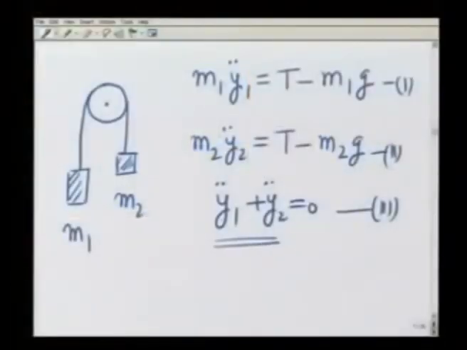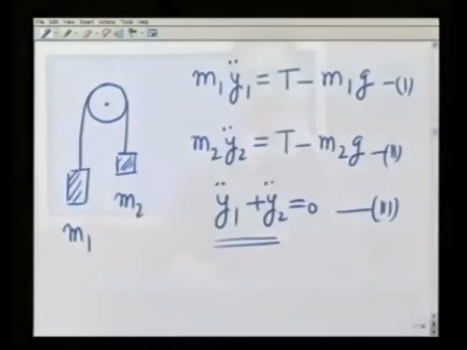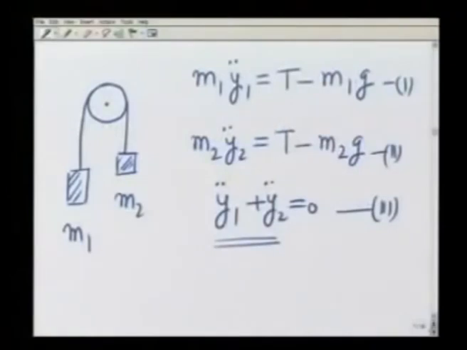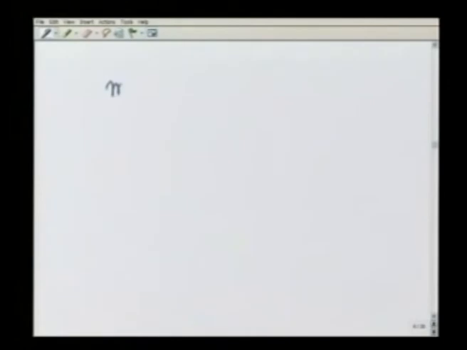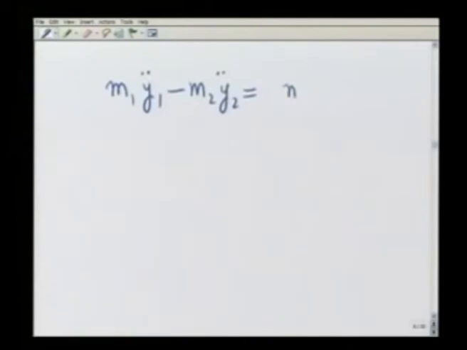Notice this constraint equation just tells you that when one particle is moving up, the other one is going down. When one particle is accelerating up, the other is accelerating down. Let us now solve these equations. Let us eliminate T first. So for that, I subtract equation 2 from equation 1. In doing so, I get m1 y1 double dot minus m2 y2 double dot is equal to minus m1g plus m2g.